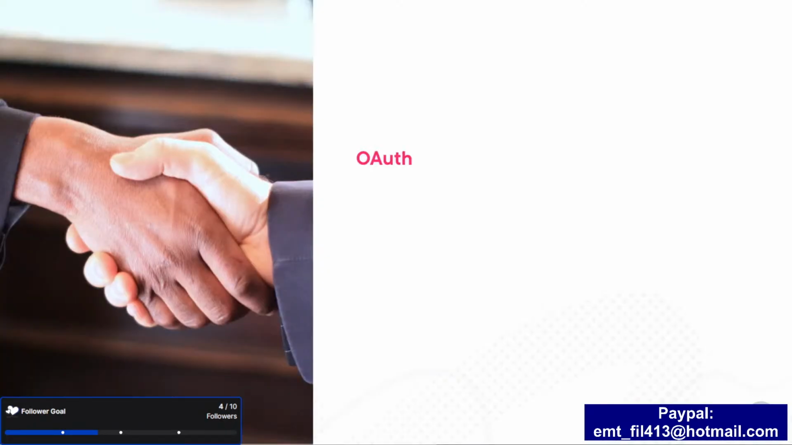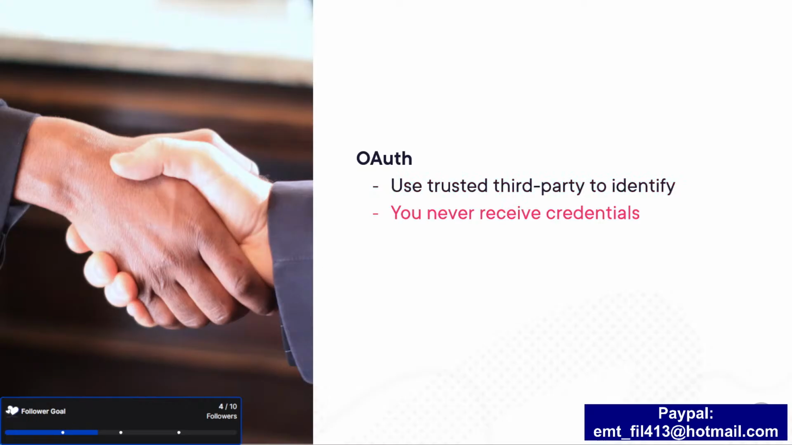And finally, let's talk about OAuth. The idea behind OAuth is to have a trusted third party identify users so that your API doesn't necessarily need to understand who they are. They're just taking the information about who they are from a trusted source. Your API will never receive the actual credentials, just the metadata about that user.